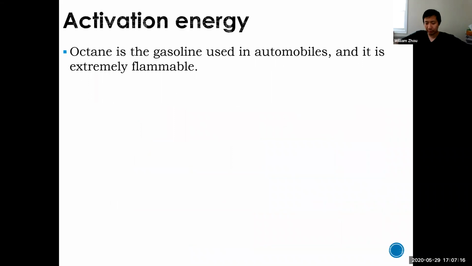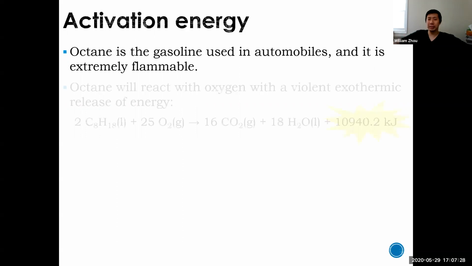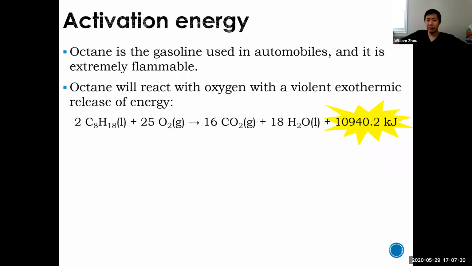All right, so consider this. Octane is gasoline. We use gasoline in automobiles and we burn them for energy. And it's very flammable for that reason. Octane reacts with oxygen with this reaction, and this is a really violent exothermic release of energy. It is so violent, in fact, it releases around 10,000 kilojoules with just 2 moles of octane. And if you don't really control that, we call that an explosion.